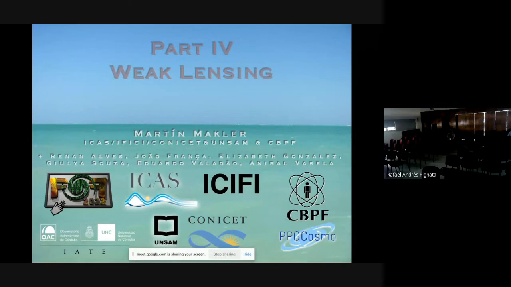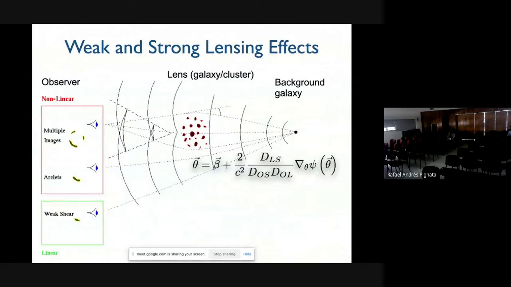Okay, so let's go to weak lensing. As we saw yesterday, if the lens mass is not strong enough to produce caustics and critical curves, or if the source, the lens, and the observer are not sufficiently aligned, you will not generate a strong effect like multiple images or arcs. But still, there will be tiny distortions of the background galaxies, and this is known as weak lensing. They are so small that you cannot notice this effect in a single galaxy. But as we shall see, is it possible to detect it statistically?